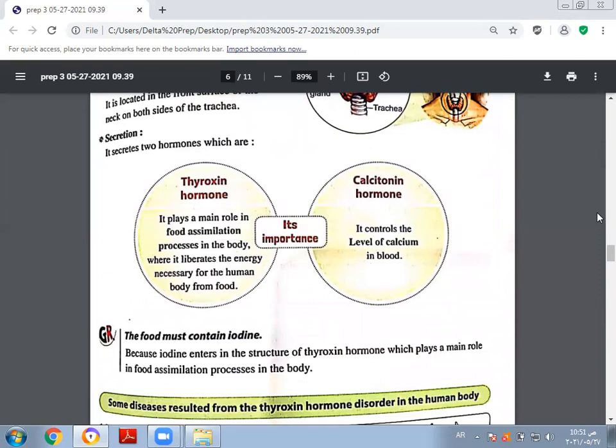Thyroxine hormone plays the main role in the food assimilation processes in the body, where it liberates the energy necessary for the human body from food, and calcitonin hormone controls the level of calcium in the blood. And the food must contain iodine element, because iodine enters in the structure of thyroxine hormone, which plays a main role in food assimilation processes in our body.